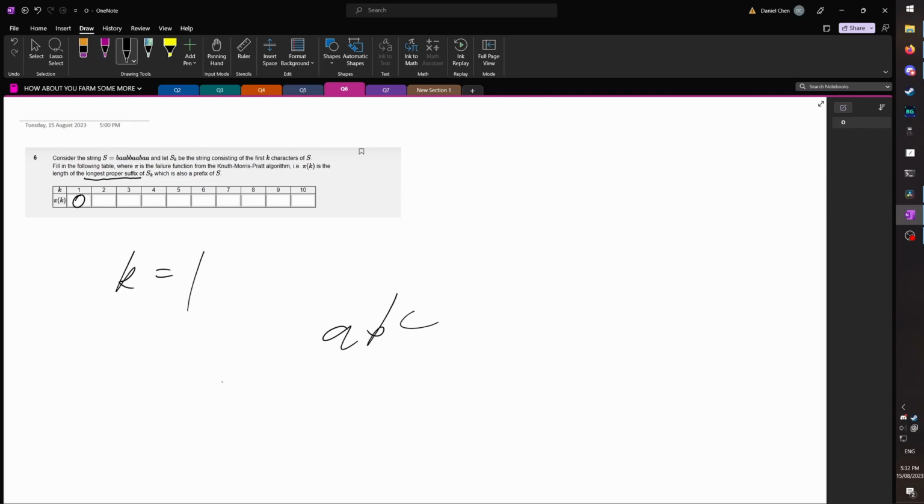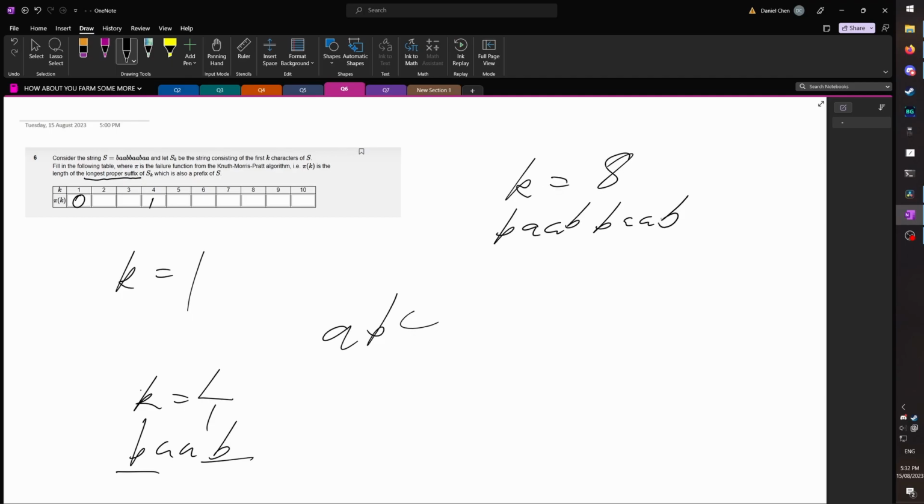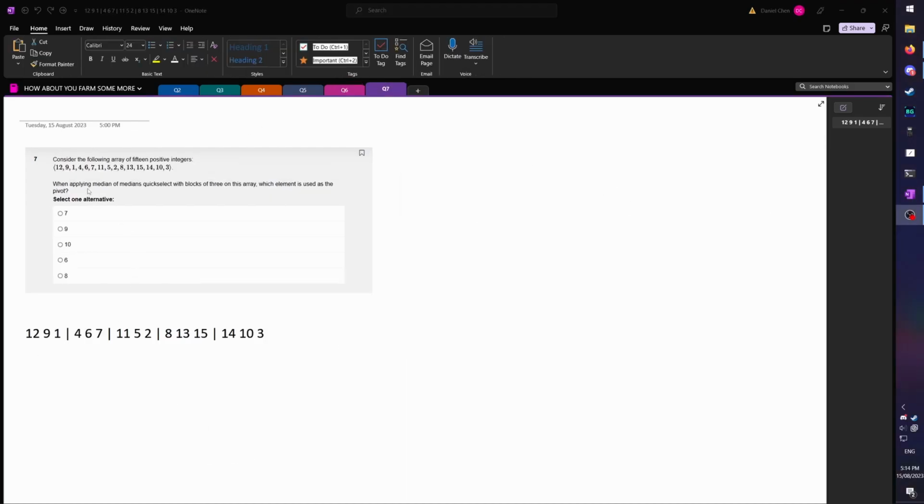Other than that, it's pretty simple. So for example, let's look at 4. For k equals 4, I have BAAB, and obviously these two are the exact same, so I'm going to use 1. A more interesting example would probably be k equals 8. I would have BAAB, BAAB. This suffix is the same as this prefix, so I would have a 4 right here. And really just going through and checking for suffixes equal to prefixes and picking the largest one that isn't the entire string.